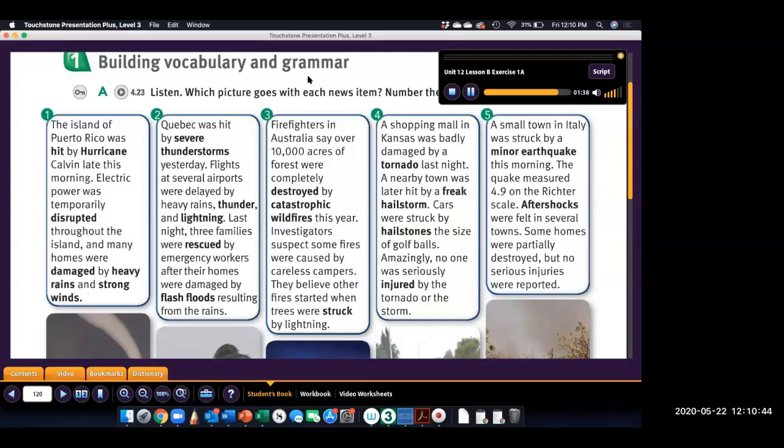5, A small town in Italy was struck by a minor earthquake this morning. The quake measured 4.9 on the Richter scale. Aftershocks were felt in several towns. Some homes were partially destroyed, but no serious injuries were reported.